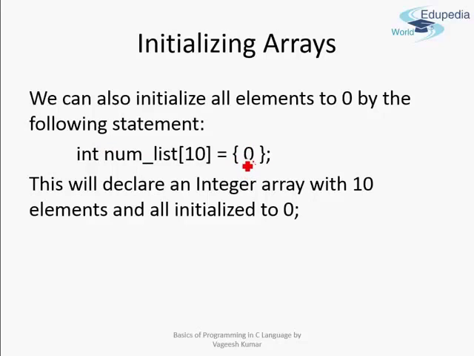in parentheses. You have to first include a white space, then write the value from which you want to initialize all the elements, and then again a white space, and then close the parentheses. Okay, so this will declare an integer array with 10 elements, all initialized to 0. All right.